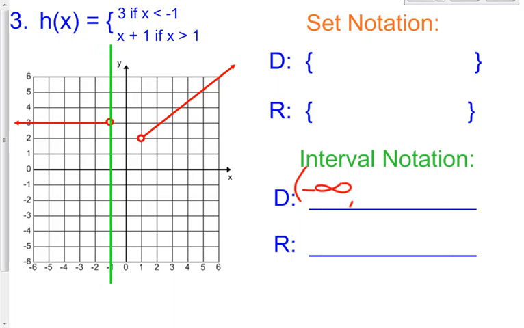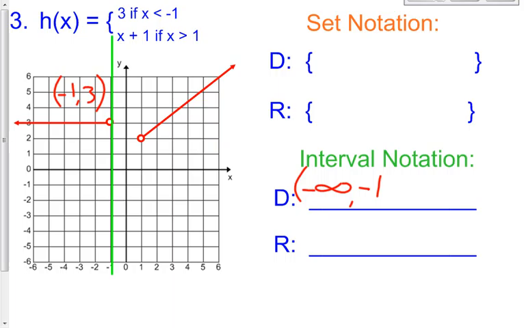What x value is that? Well, I could tell you that that point is at (-1, 3). So if that point is at (-1, 3), my x values go all the way up to -1. So it goes from negative infinity to -1, and then it stops.